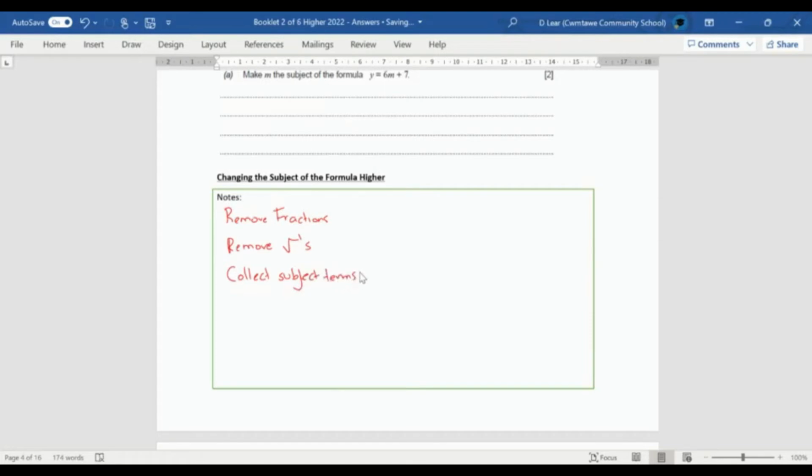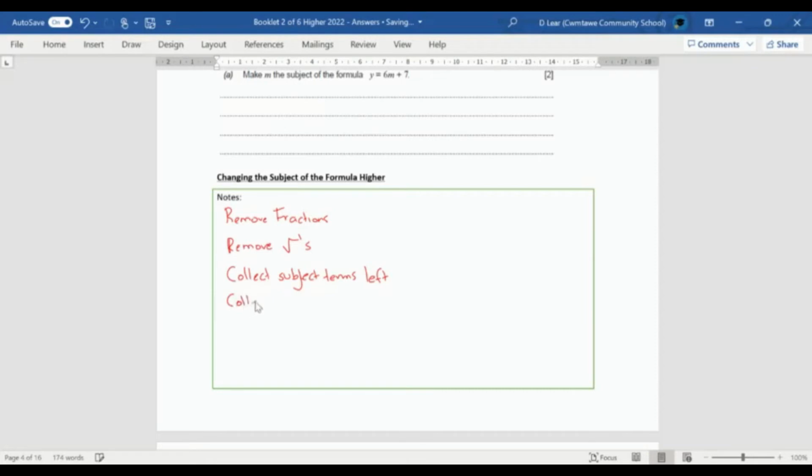Above, I said, oh, we've got to move the subject to where it's positive, but here we're going to have more than one term with the subject. So they could end up that one's positive, one negative. There's no point trying to make them positive. So in these questions, I tend to, in the higher questions, just always collect subject terms on the left, right? Irrespective if they're positive or negative, it doesn't matter so much here.